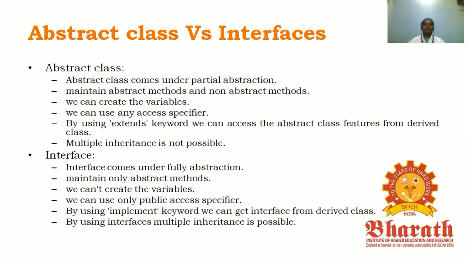To access the features of an interface, you should use the implements keyword. We can get the interface from the derived class. The abstract class does not support multiple inheritance, but the interface supports multiple inheritance. And we cannot create a variable for an interface, but we can create a variable for the abstract class.